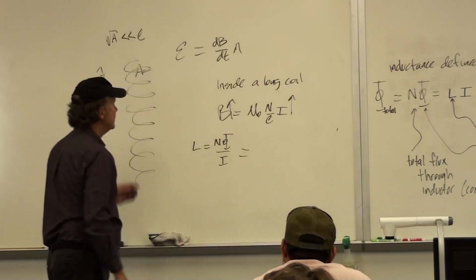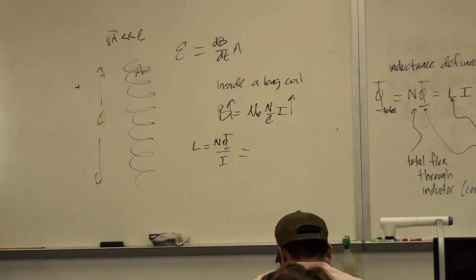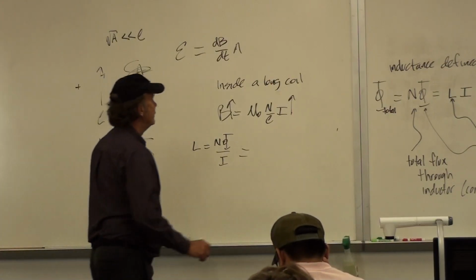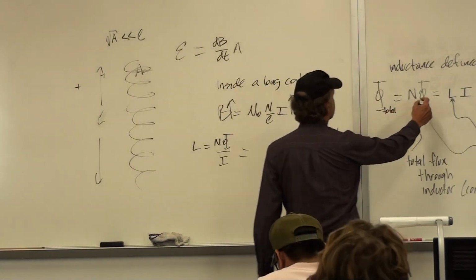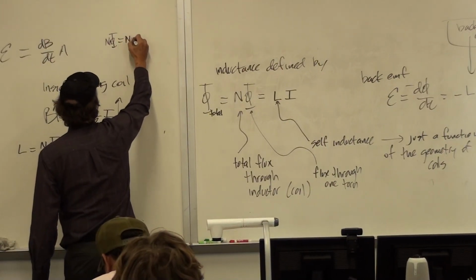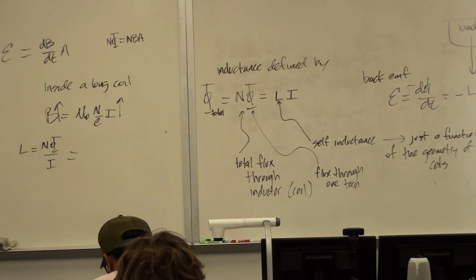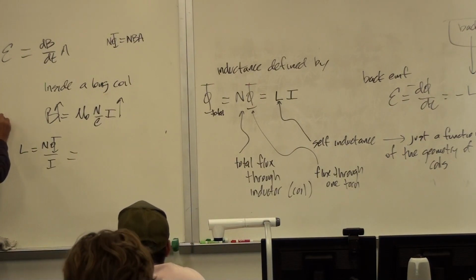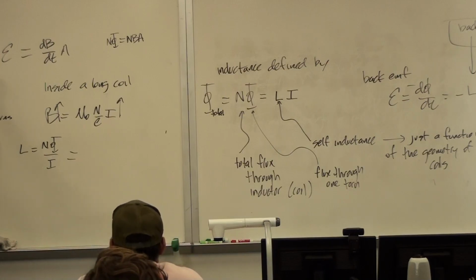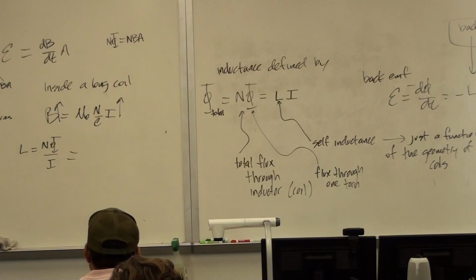So what I'm expecting then is something that's just going to be a function of the geometry of the coil, and not something that has anything to do with current. The current should cancel out. Okay. So our flux then, in this case, our total flux, N phi, is equal to NBA. Everybody okay with that? If the number of turns of wire is N, and the flux through any given turn is BA, so we've got N of those, so it's NBA.